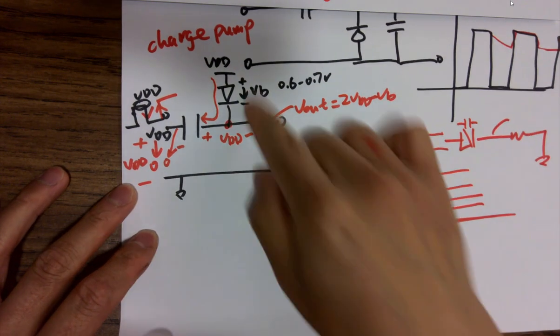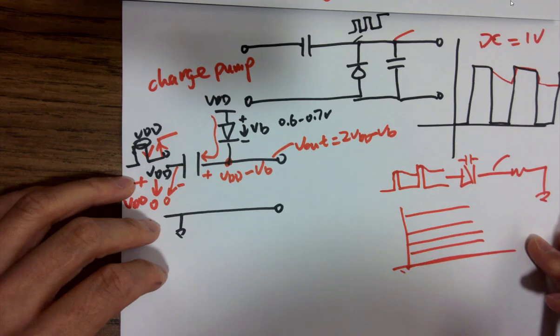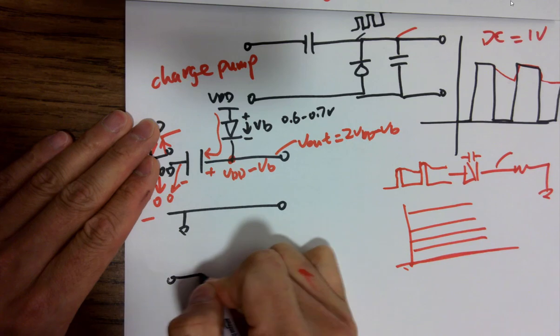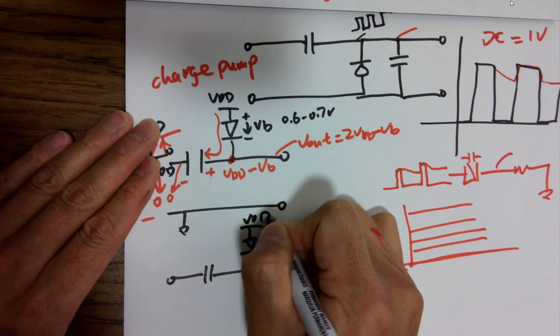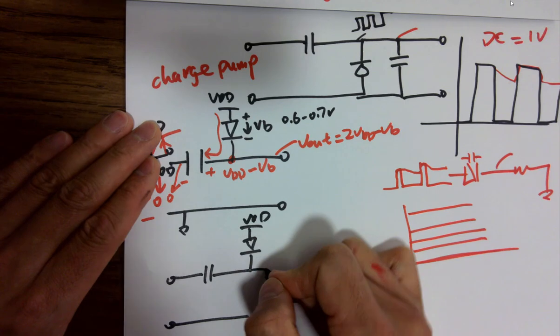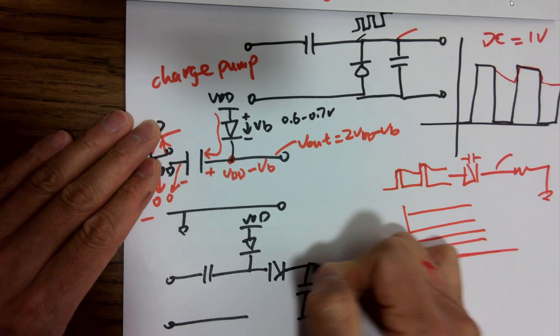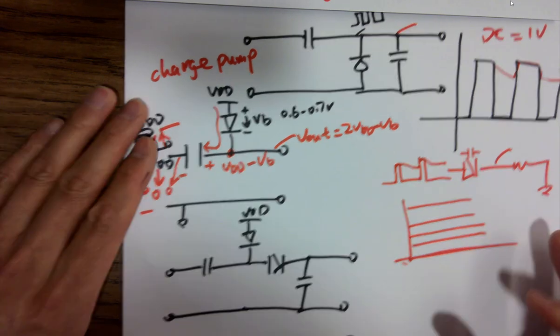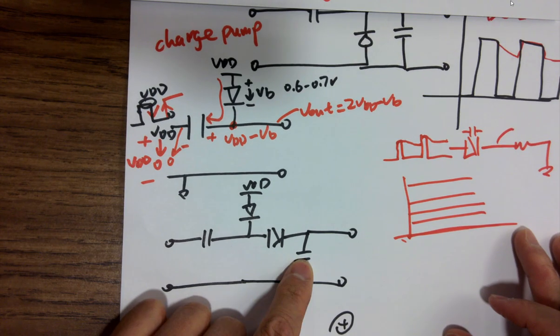So this is one stage of charge pump. Now you know how that works. If we add another stage, I think this is still just one stage. Never mind. But adding one more diode and one more capacitor.